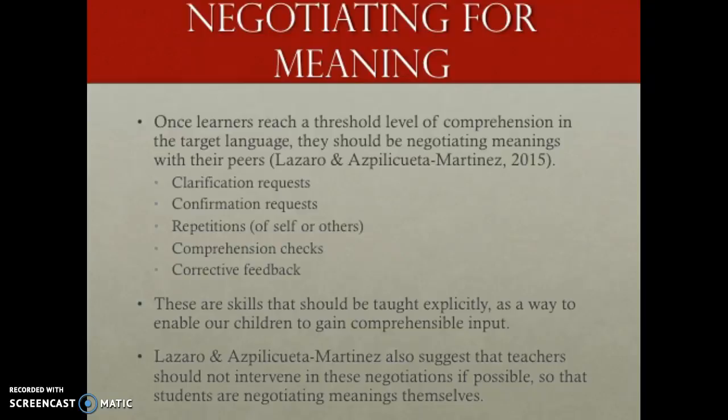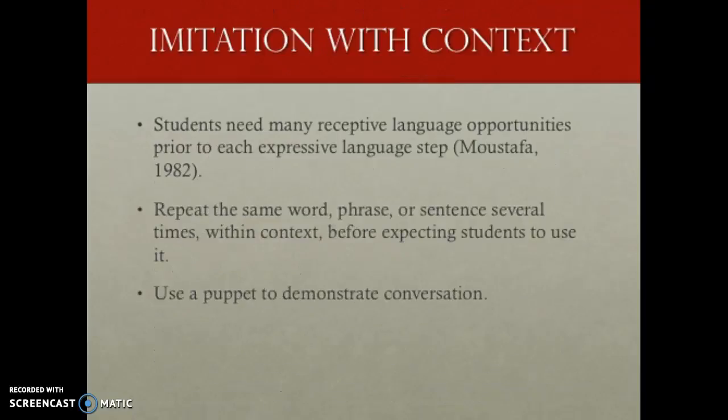Teachers should explicitly demonstrate how to negotiate for meaning. And then, once they've explained it to their children and they actually see their children negotiating for meaning, teachers should not intervene in those negotiations. The students should have the opportunity to talk it out themselves and use their language. Part of teaching the children to use those negotiations is by imitation.